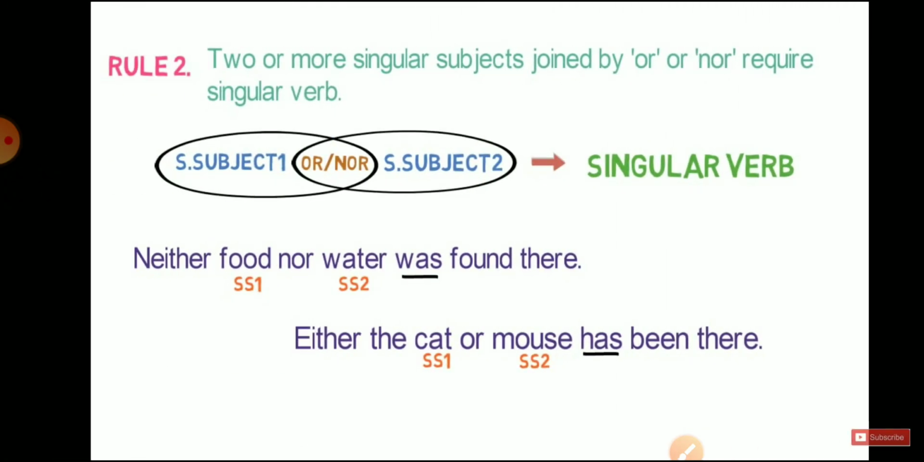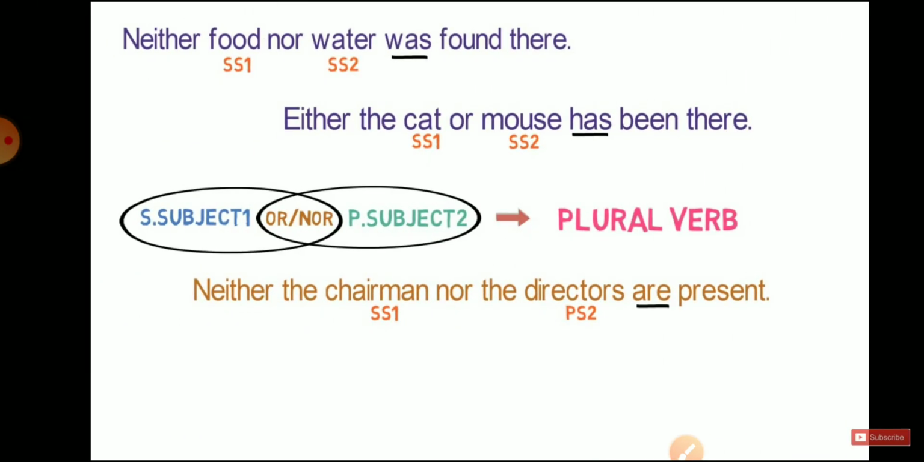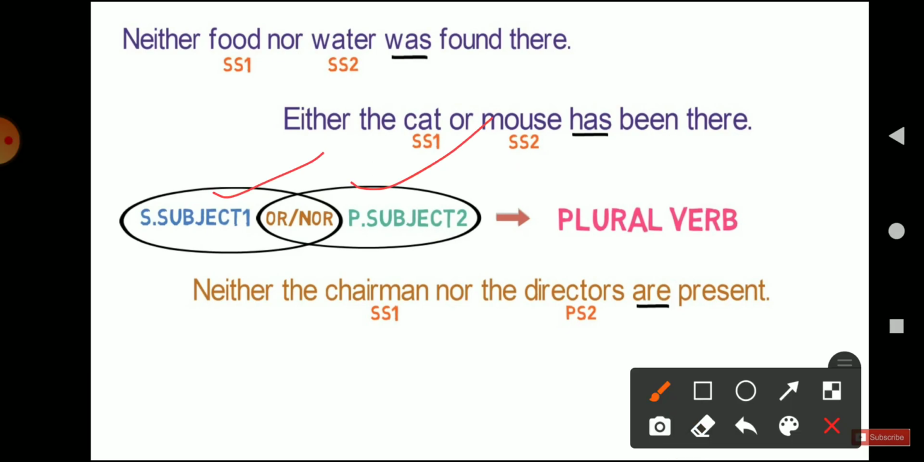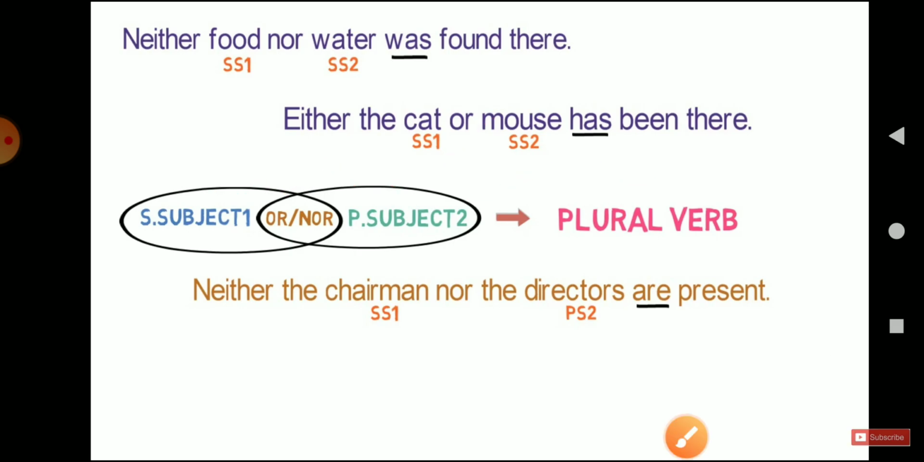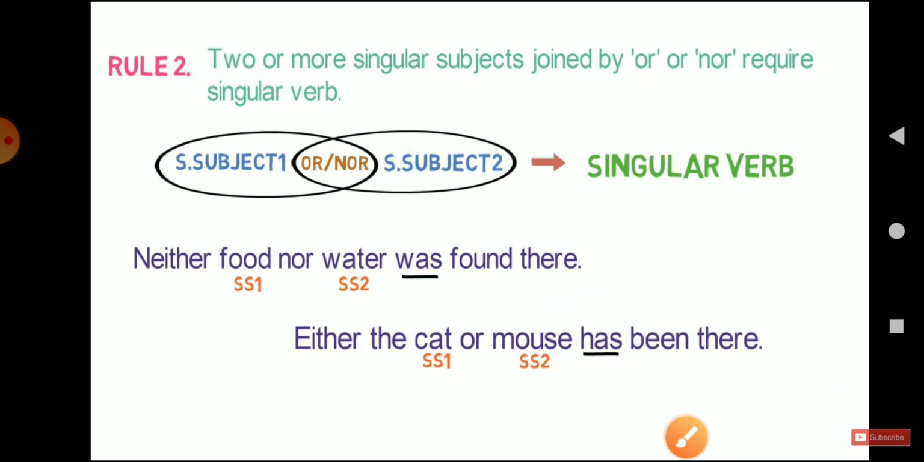And the second rule says that if two or more singular subjects are joined with "or" or "nor", then the verb should be in singular form. And if one subject is singular and the other one is plural, and both are joined with "or" or "nor", then the verb that we are going to use should be in plural form. Okay, so children, these are the two rules that we have discussed under subject-verb agreement.